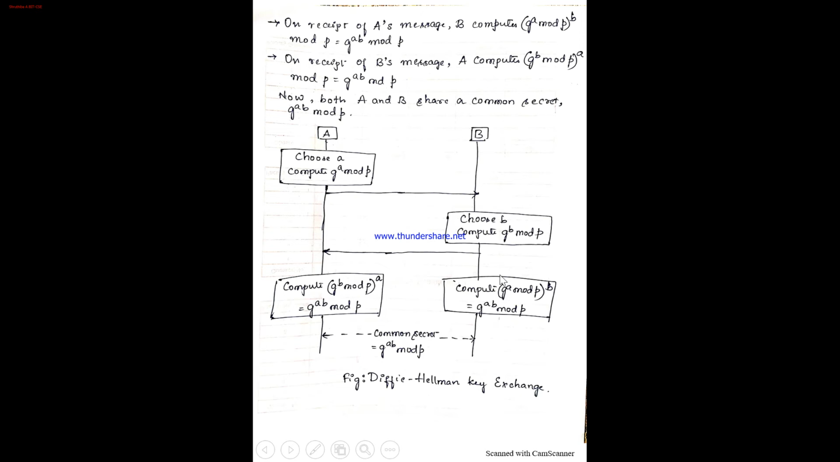This fellow, the receiver, has received what? g to the power of a mod p he has received, and he has got his private key b with him. So he'll raise that with his private key value, and he'll get g to the power of ab mod p. So both the sender A and receiver B now work with their common secret key, g to the power of ab mod p, and hereafter the encryption process continues for them to communicate. They'll use the secret key to encrypt their message and exchange it between themselves.